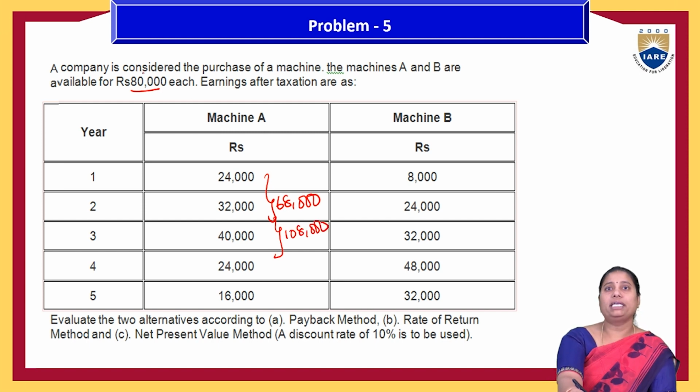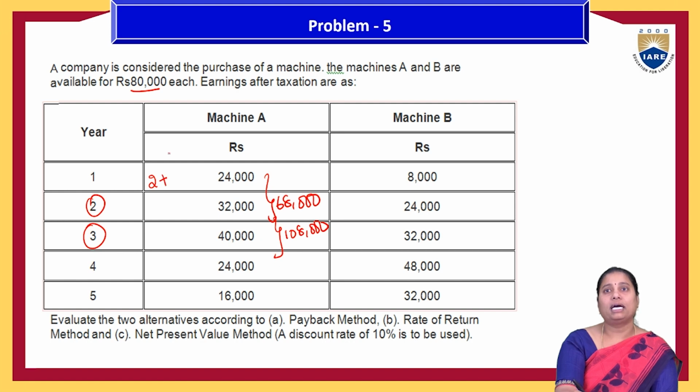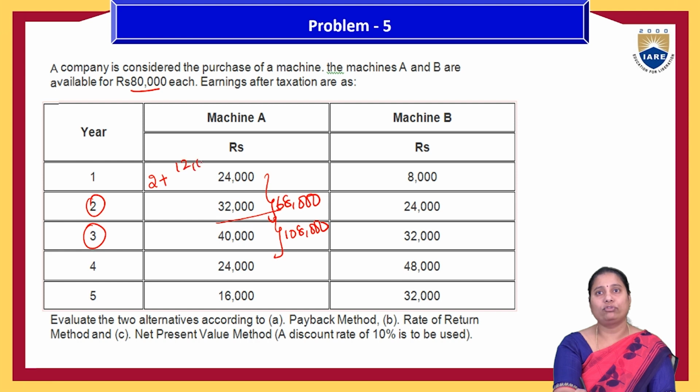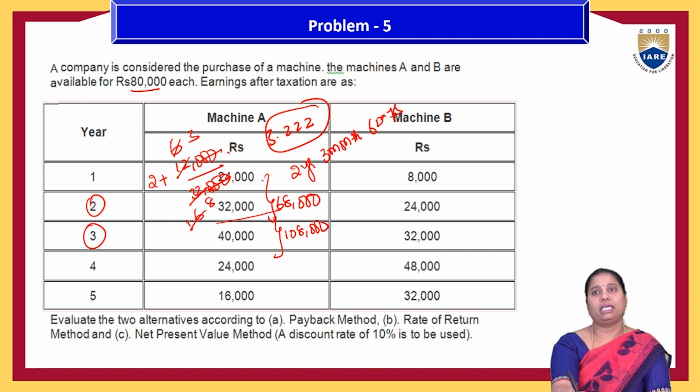So here 80,000 falls between 2 and 3 years. 2 years are already completed, and 68,000 cumulatively they have received. The remaining 12,000 they have to receive in the 3rd year, out of which 32,000 rupees they have to get. 12 by 32, generally 0.37, something like that they'll get. That means 2 years, 3 months, 6 days will be the payback period for machine A.